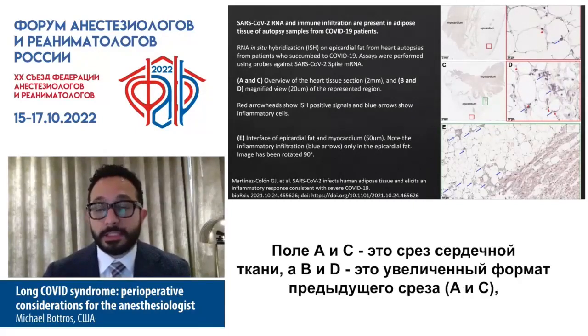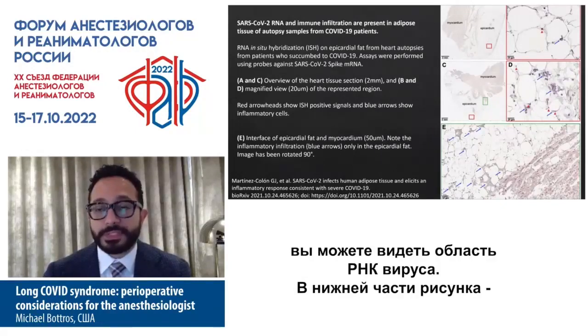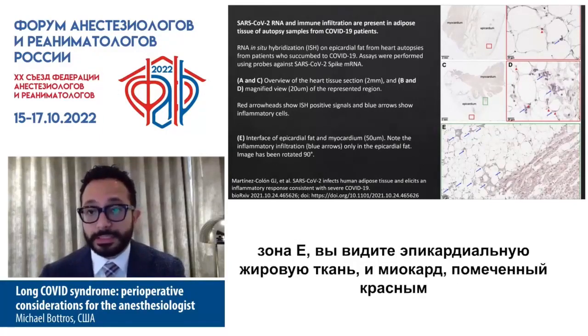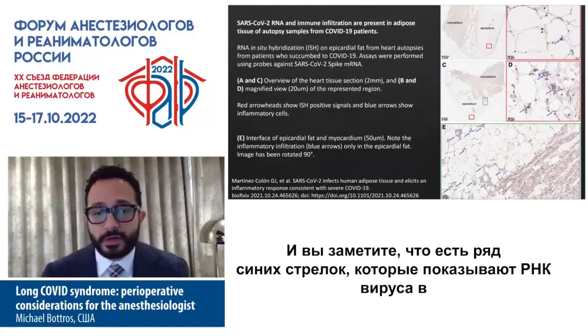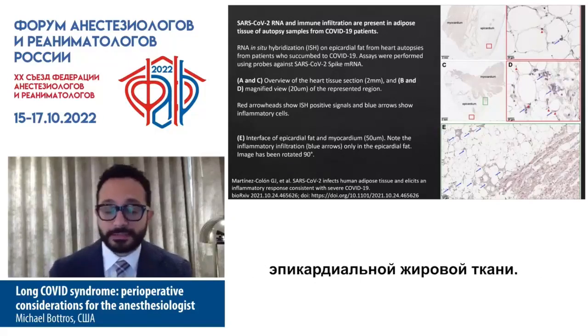So in A and C, this is a section of heart tissue, and then in B and D, you can find that it is magnified, representing the region of RNA from the virus. In the lower portion here in E, you'll find epicardial fat and myocardium in the red, and you'll notice that there are a number of blue arrows that show RNA from the virus in epicardial fat.